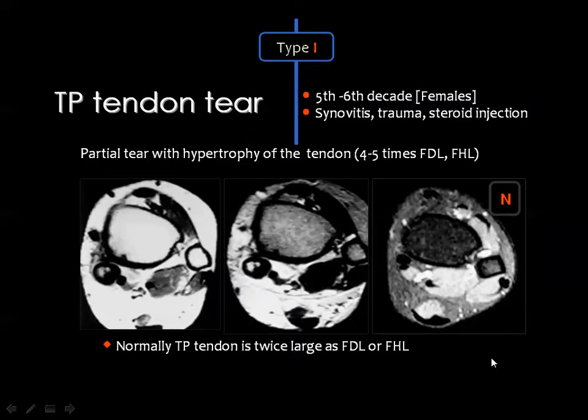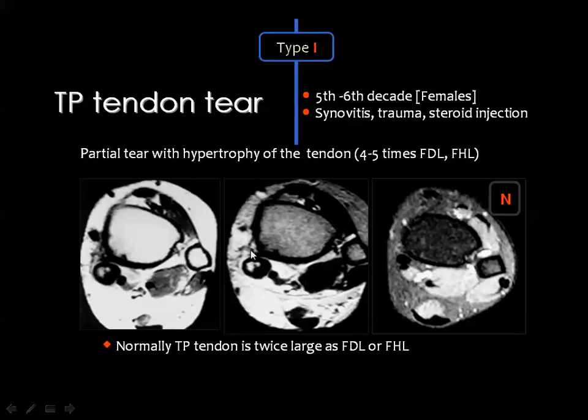Then tibialis posterior tendon may be injured, and the injuries include three types. Type 1 injury means that the tendon has much increased in caliber, regardless if it contains abnormal signal or not. Just the swelling of the tibialis posterior tendon to become 4 or more times the adjacent flexor digitorum tendon, meaning that it is type 1 injury. Compared to the normal, this is the tibialis posterior normal, and this is the flexor digitorum and the flexor hallucis.